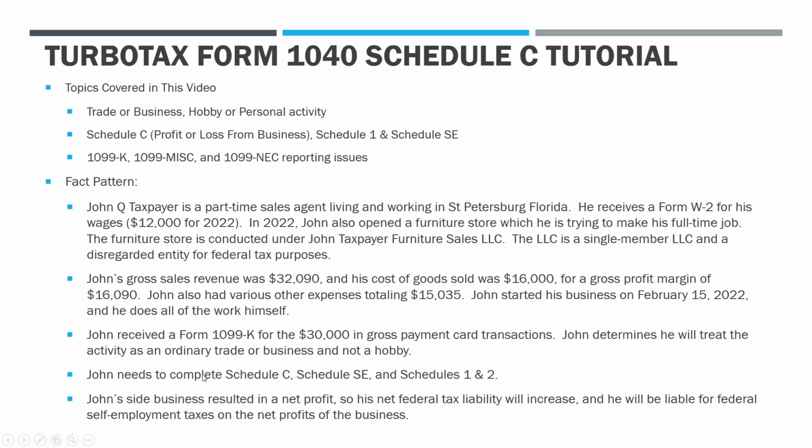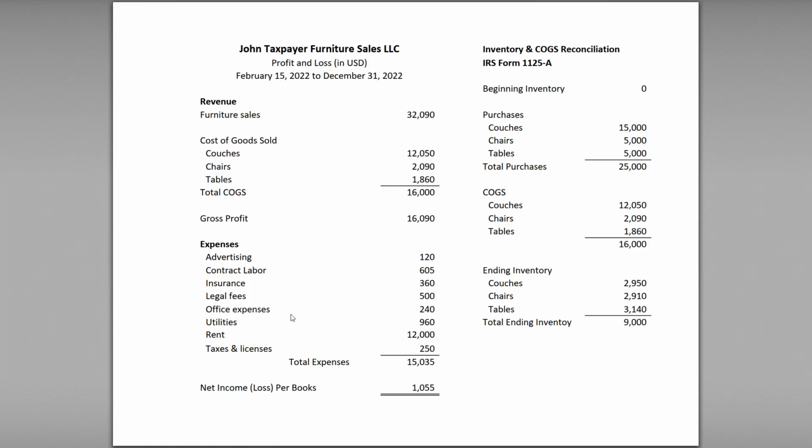And so he's going to have to complete these various schedules. Schedule C is the starting point. He does have a profit for the period, so he is going to owe some tax on the earnings, and that's okay, right? If we look at his net income or loss per books, he's got about $1,000 of profit for the year. So we'll see how that flows through to his return and ultimately is going to be subject to tax.